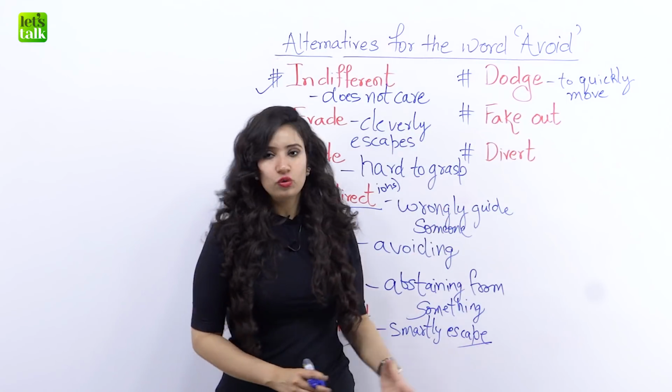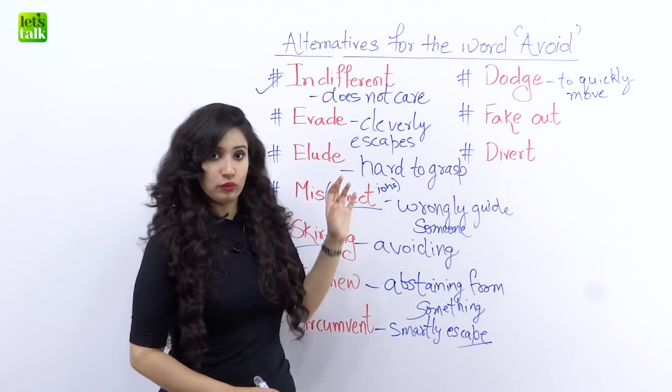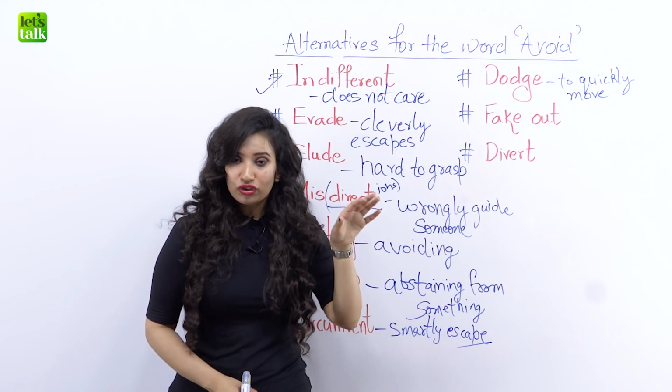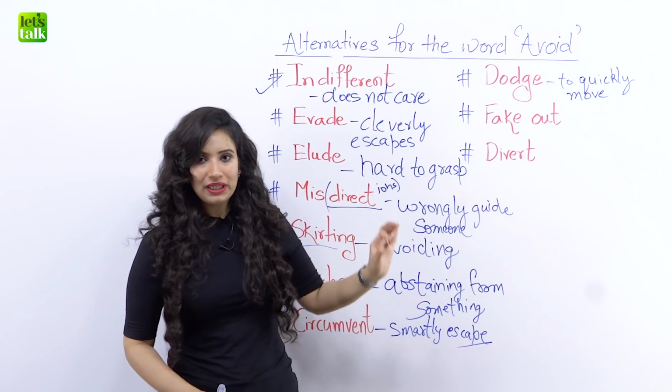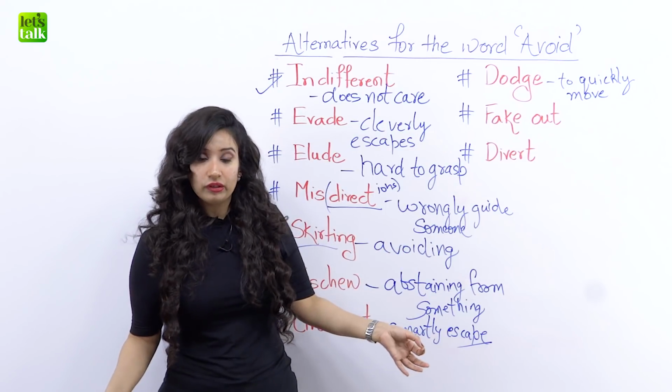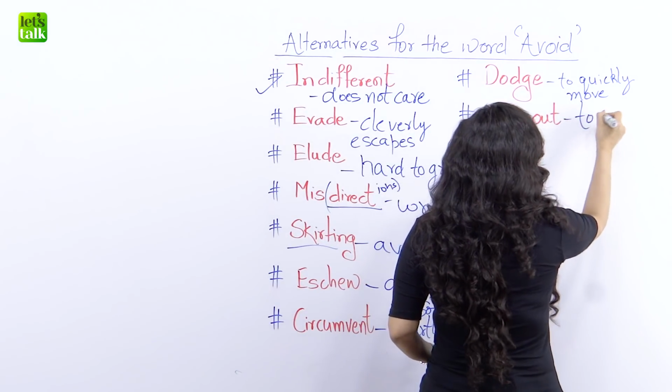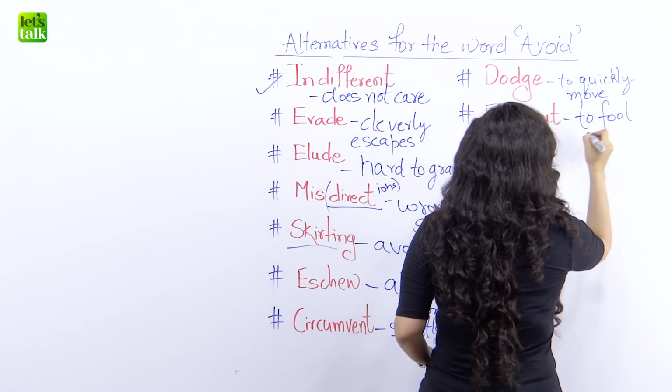Okay, now the next one is obviously a phrasal verb, all right, where we have a verb and a preposition. Fake out. So fake out means to fool someone. Yes, fake out means to fool someone with your fancy ideas.